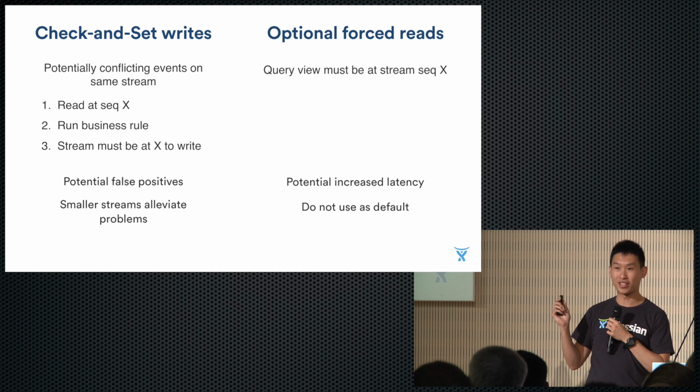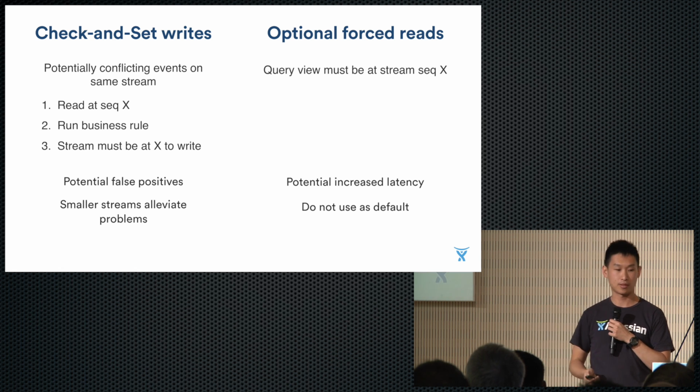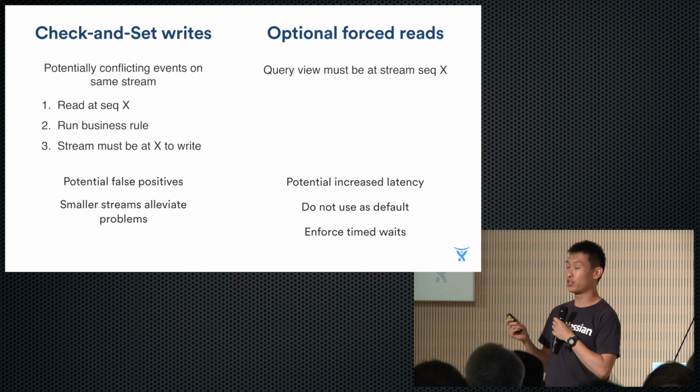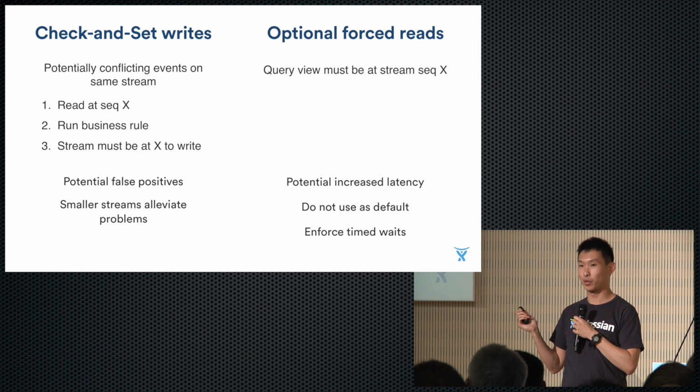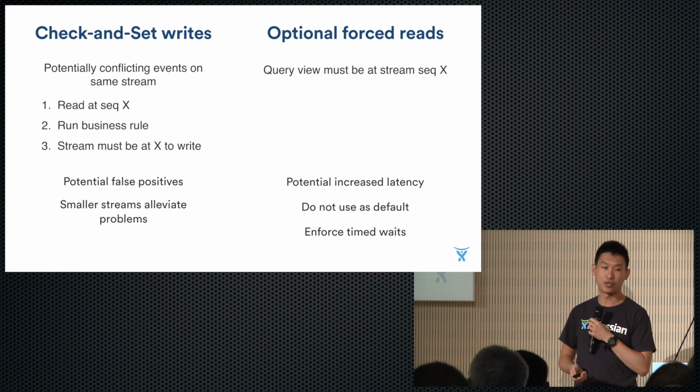So obviously, we don't expose this as a default mode. Okay, it's something people need to ask for to encourage people to think about it. And the other thing we sort of found is make sure you do enforce timed waits as well, because if someone asks for a sequence number a long time in the future, then they'll be waiting there for quite some time. All right, so how do we actually expose this in our API?